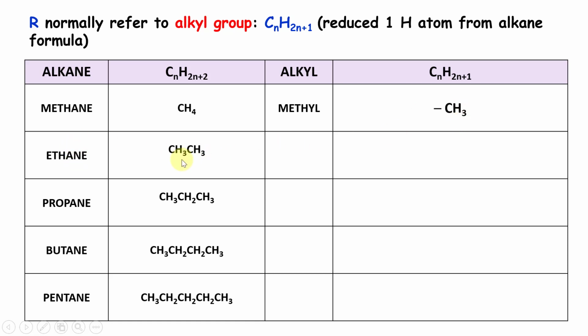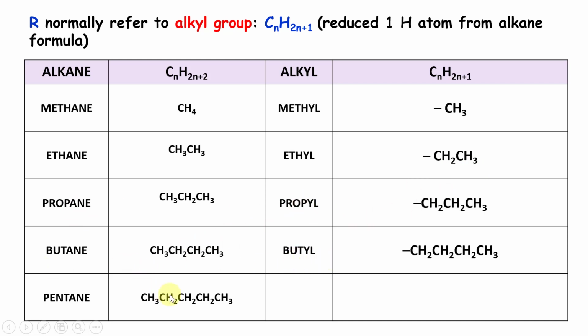For ethane, which is C2H6, when it loses one hydrogen, it will become an ethyl, so it will become CH2CH3. For propane, it will become a propyl. Butane will become a butyl, and pentane will become a pentyl.